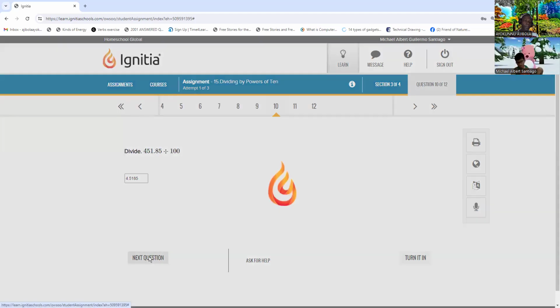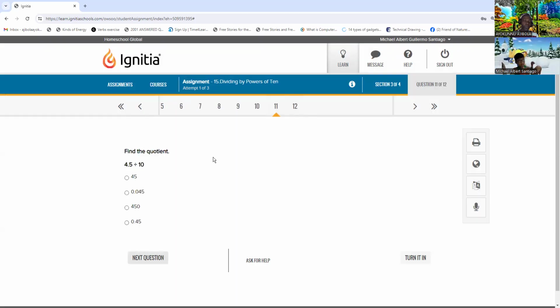Yes. Good. So the next one, try this one, Biggie. It's 4.5, but you have to move your decimal to the left once. And there will be no number, so you have to introduce a 0. So what should be the answer? 0.45, because you are moving to the left, okay? Okay. And try this last one.